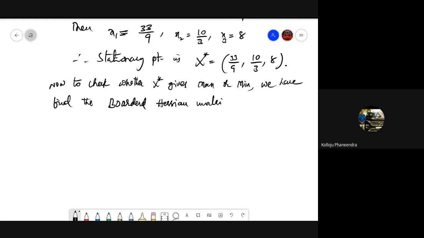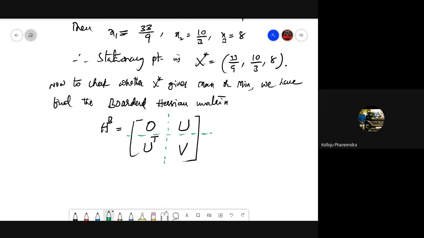What is that? I told you, the bordered Hessian matrix, HB. Do you remember? What is that matrix? In the matrix, 0, U will be there, U transpose will be there, and V. And what is here? 0 is M by M null matrix.